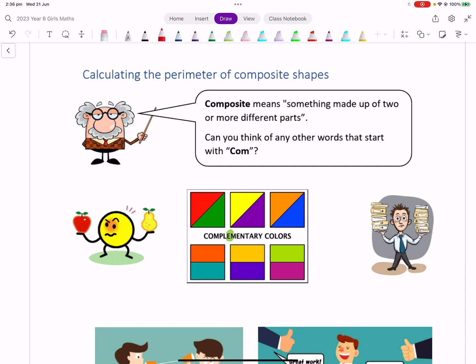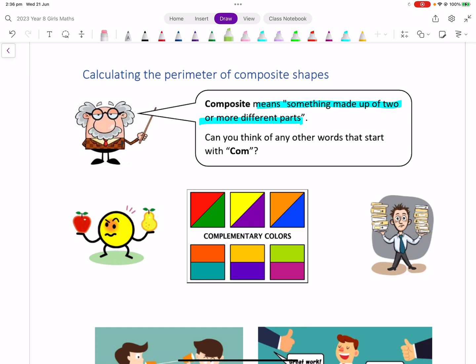You might remember when you were in grade 4, 5 or 6, you might have been in a class that was a composite class. Composite means something that's made up of 2 or more parts. And there's some other words in the English language that have similar kinds of meanings. Here you can see this guy is comparing two or more things. Colours that complement each other. Two or more things that go together.